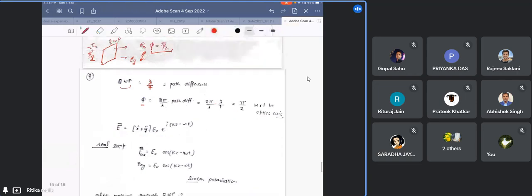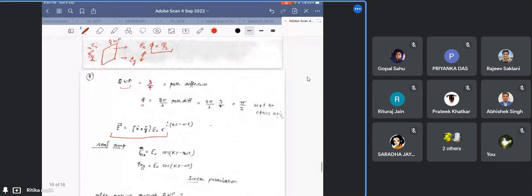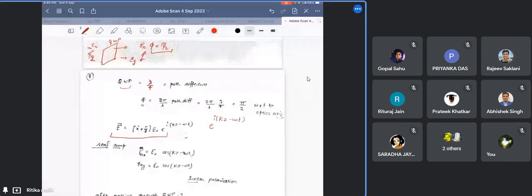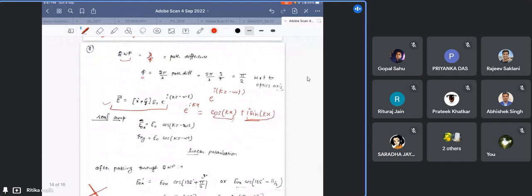See, it is given in the question that the electric field is given by (x cap plus y cap) E0 e to the power i(kz minus omega t), and this is the complex form. You are aware that if you have e to the power i theta, you can write it as cos theta plus i sin theta. So this is the real part, and this is the imaginary part. You can either solve in this form if you are comfortable with it, or you can transform it into the linear form, taking only the real component, and solve the equation. It will give you the same answer.